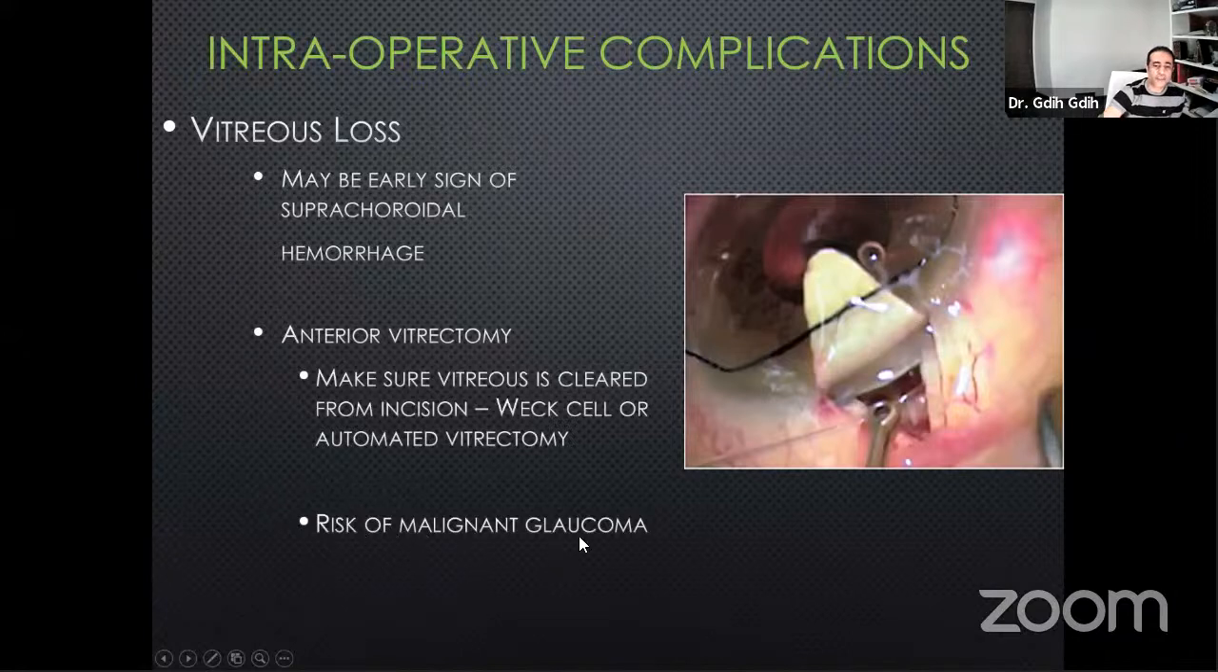And also, if you see vitreous coming, that's also a risk of malignant glaucoma post-operatively, because it can happen after trabeculectomy surgery.